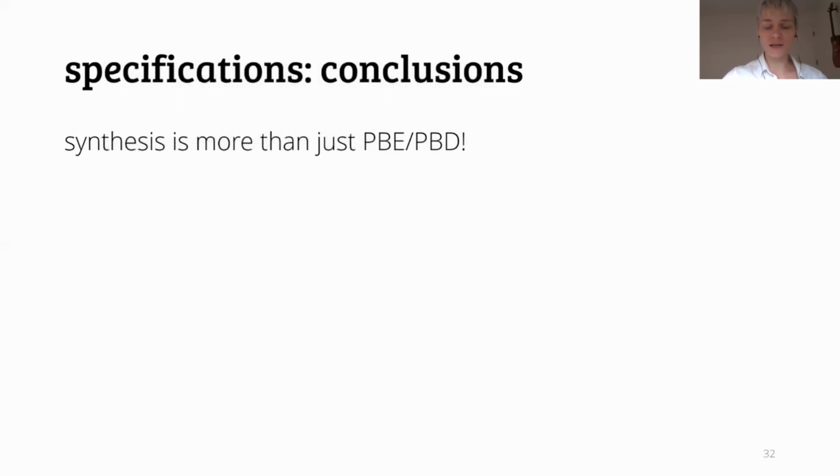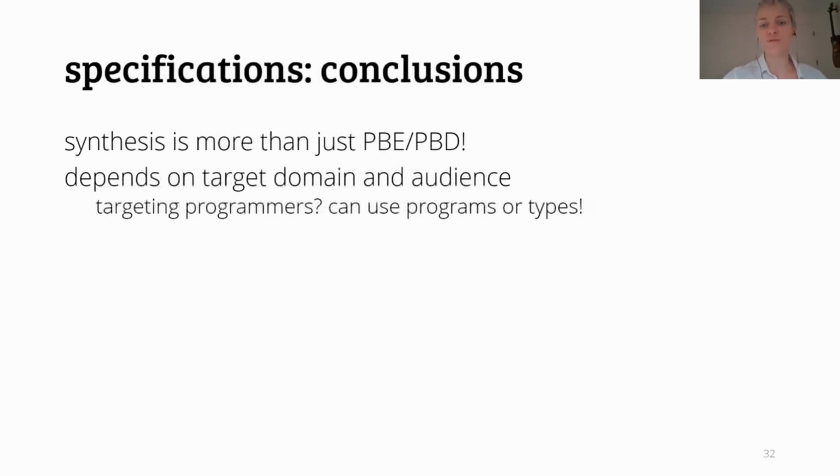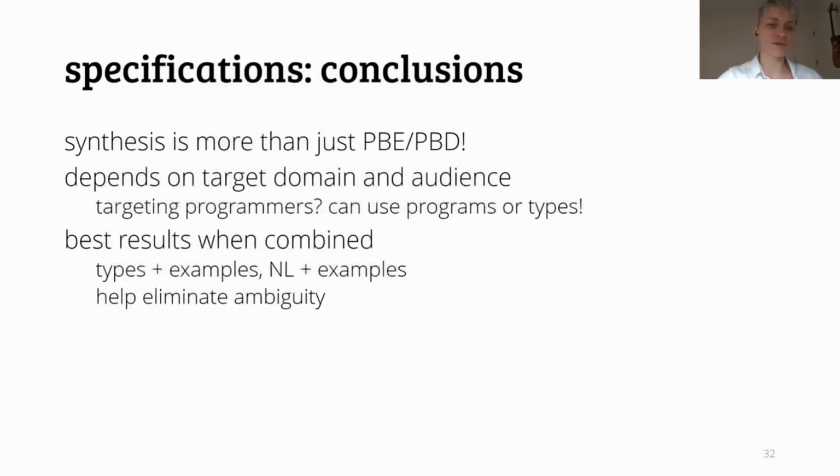Okay, so this basically concludes the first part of the talk, where I was talking about specifying intent, right? So what I want you to take out of that is that synthesis is more than just examples and demonstrations, right? So there are other ways to specify intent. The best way to specify intent depends on both the target domain and the target audience, right? For example, if you're targeting programmers, we can use programs or types. If you're targeting beginners or end users, we maybe have to stick with examples or natural language.